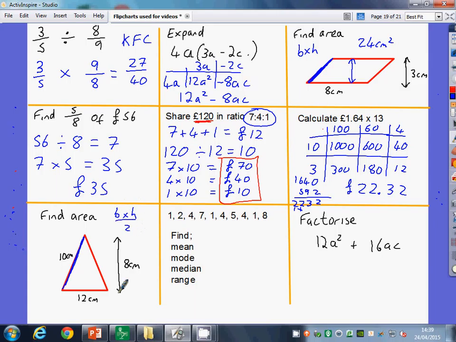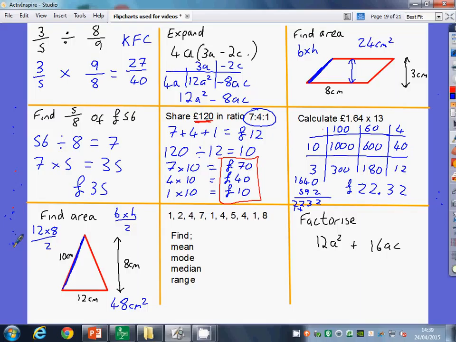Well, the height is the 8, isn't it? So the height's the 8 and the base is 12. So 12 times 8 is 96. So then 12 times 8, or 96, divided by 2, and we get an answer of 48 centimetres squared.